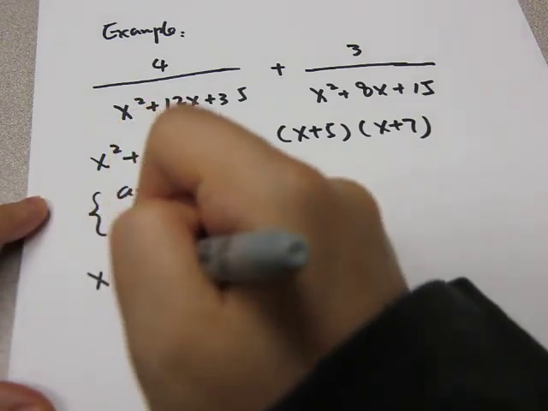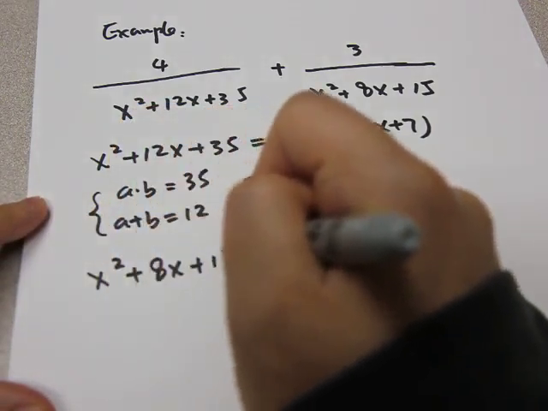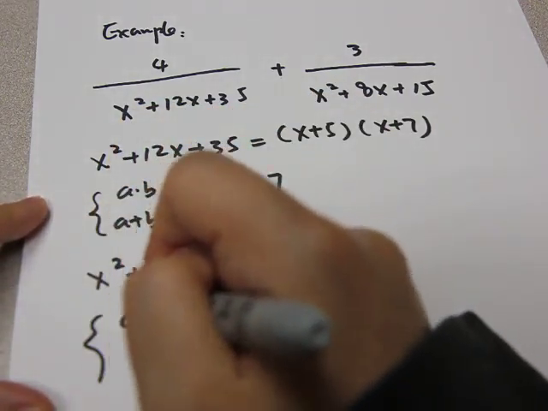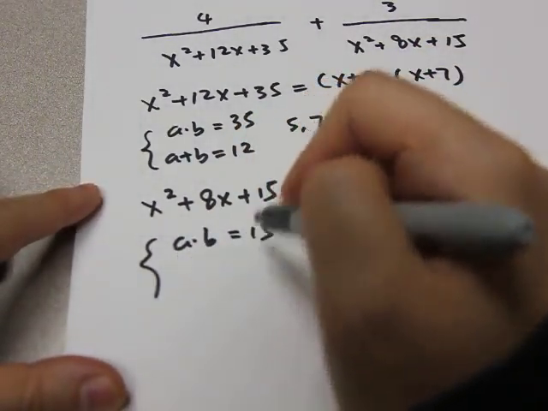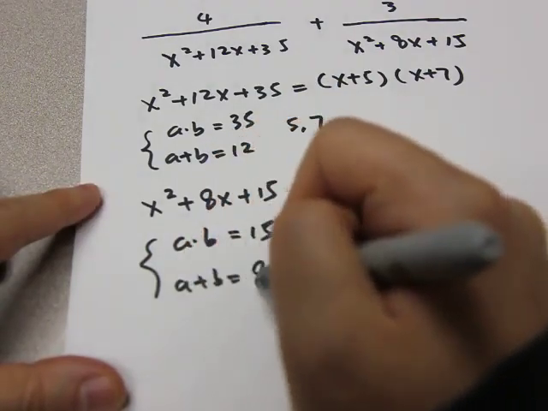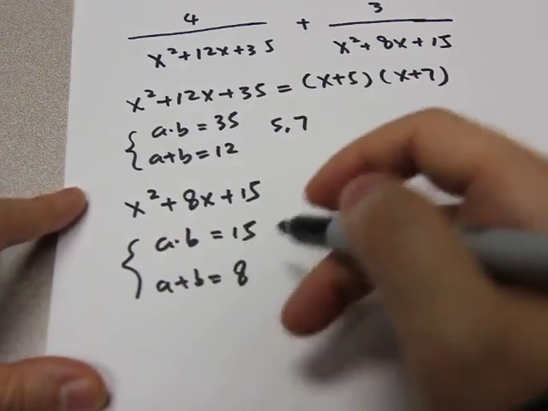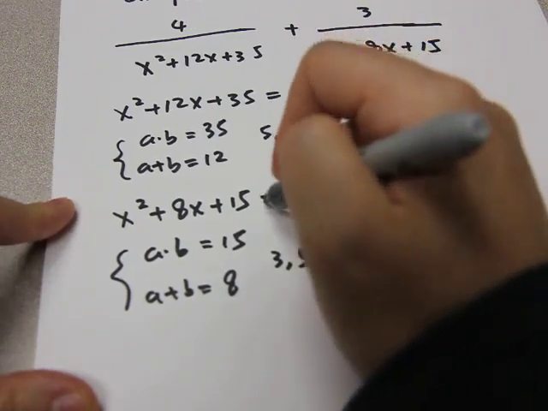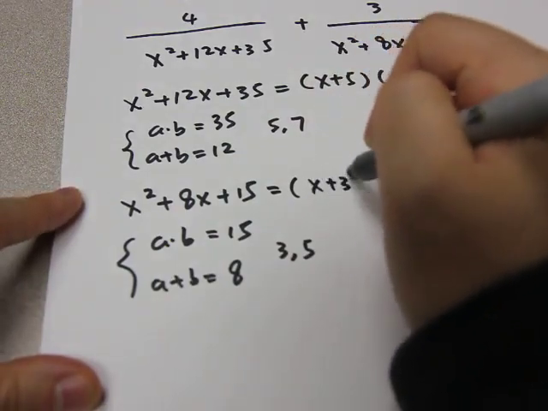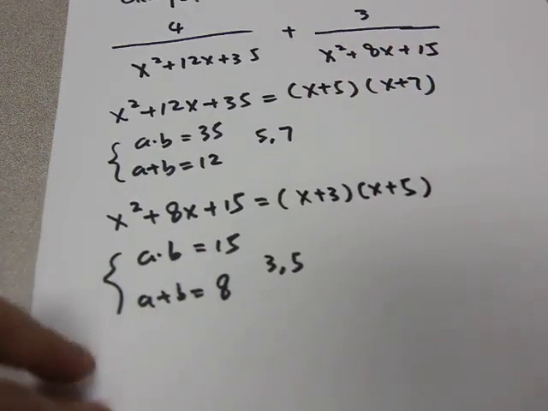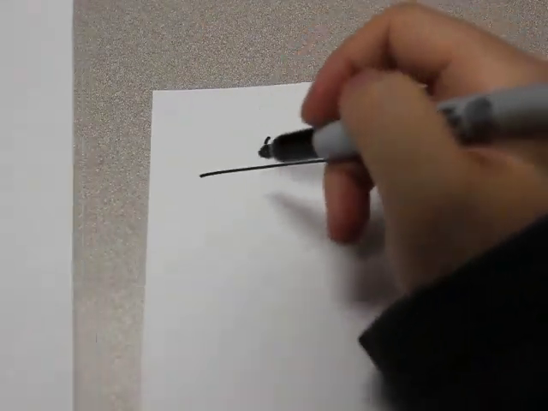Okay, now let's do the second one. So I'm looking for two numbers whose product is 15, and the sum has to be 8. So these two numbers are 3 and 5. So we can factor this polynomial into x plus 3 times x plus 5. Okay. Now once we finish this, we rewrite both denominators into the factored form.